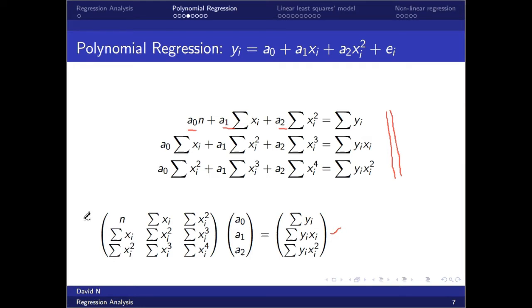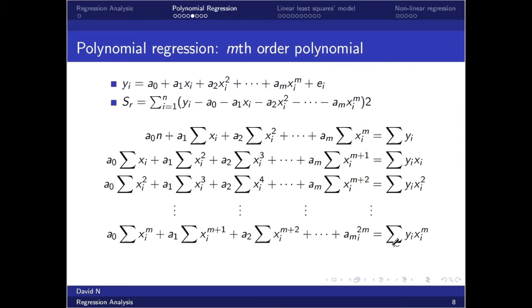The elements of the matrix, such as n, summation of x_i, summation of x_i squared, summation of x_i cubed, summation of x_i to the power 4, and then summation of y_i, summation of the product of the independent variable and the dependent variable, and the summation of the product of the square of the independent variable and the dependent variable, can all be deduced from the given data points. The product of the inverse of the matrix on the left hand side and the matrix on the other side of the equation will give us the model coefficients.